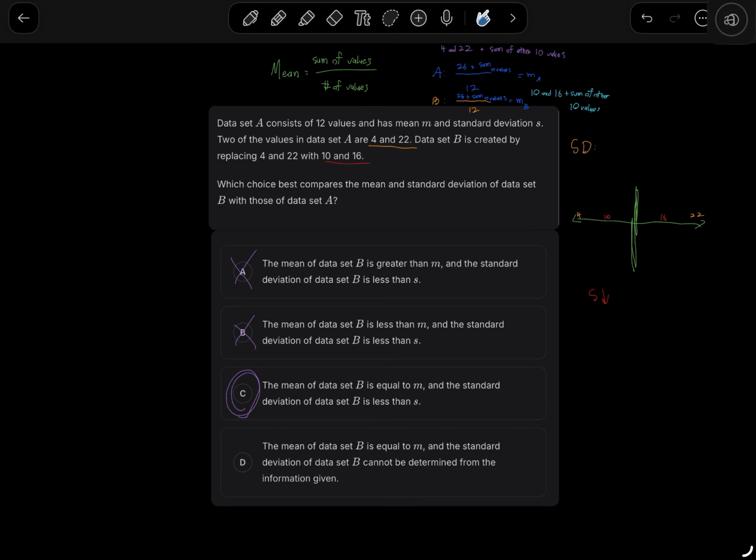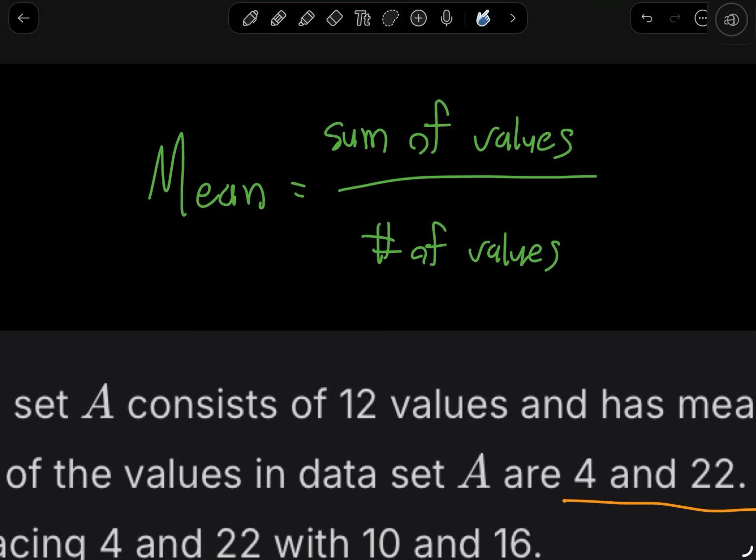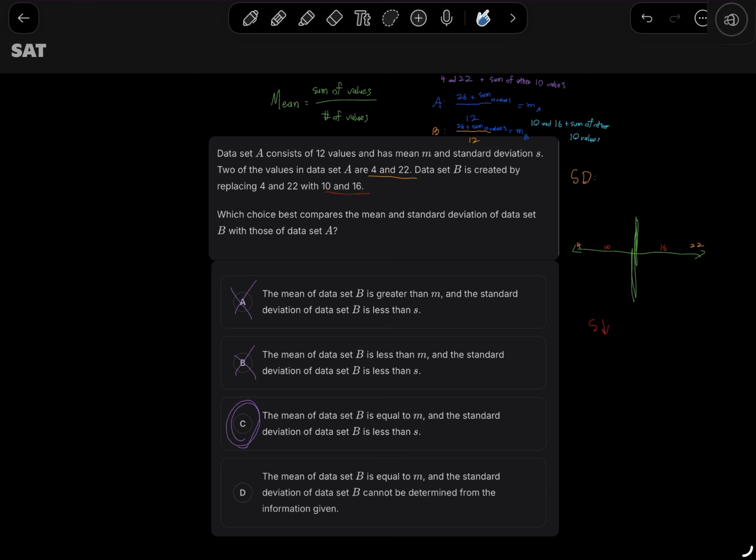So what are the key takeaways? Well, for mean, it doesn't matter if the values themselves are different, but if they add up to the same number, then the mean doesn't change, because for mean, you only care about the sum of the values. For standard deviation, it's a measure of how spread apart something is. So anytime you replace values with ones that are closer to the center, or closer in general to the middle ground, you're going to decrease the variance, because it's less spread apart.